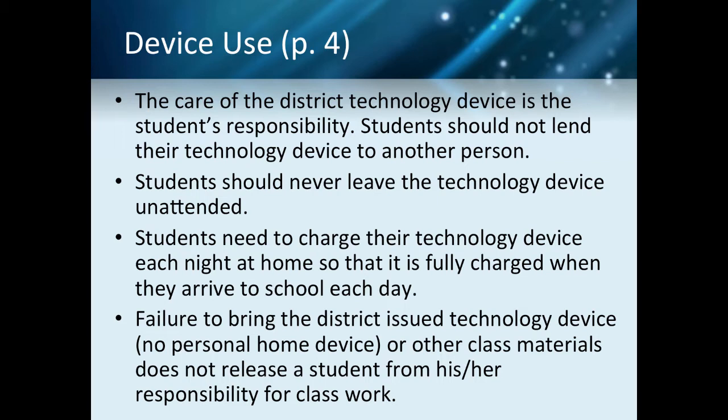Students should never leave the technology device unattended. Students need to charge their technology device each night at home so that it is fully charged when they arrive to school each day. Failure to bring the district-issued technology device or other class materials does not release a student from his or her responsibility for classwork. And you'll see in parentheses it says no personal home device. Just because you have your personal laptop or computer does not work as a substitute for the district-issued technology device.